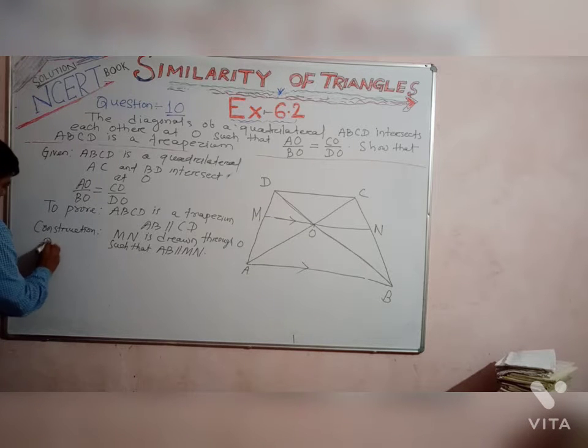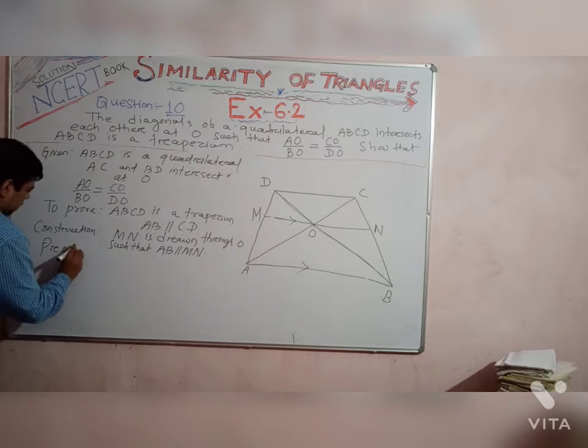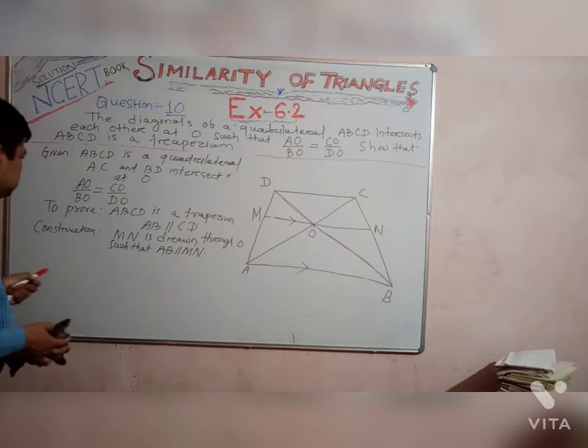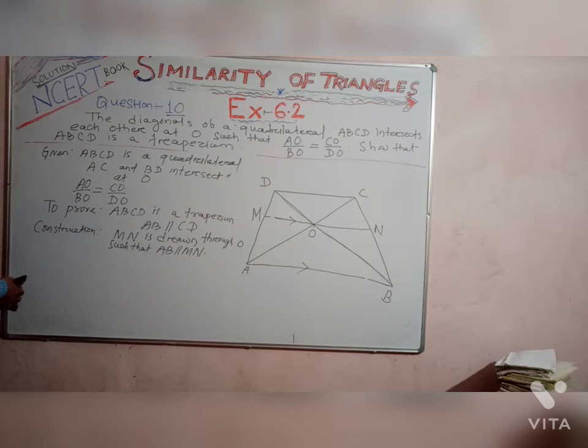Now let us prove it. Understand? Is it clear? Okay, let's see. This is the given, and this is what to prove: you have to prove it is a trapezium, and you already know what the construction should be. Let's see how to prove this one.